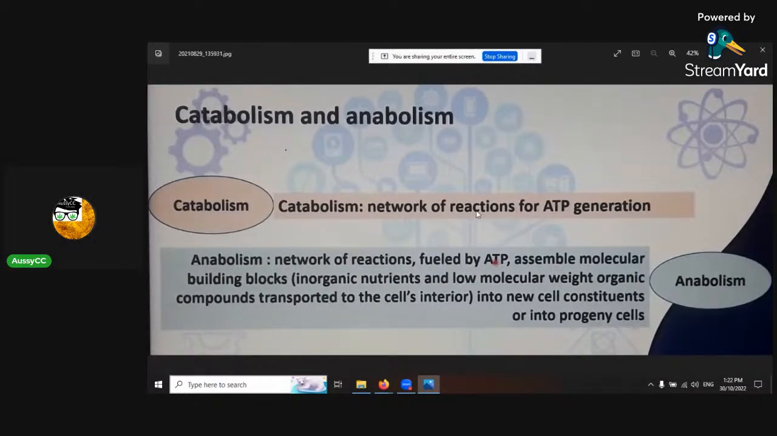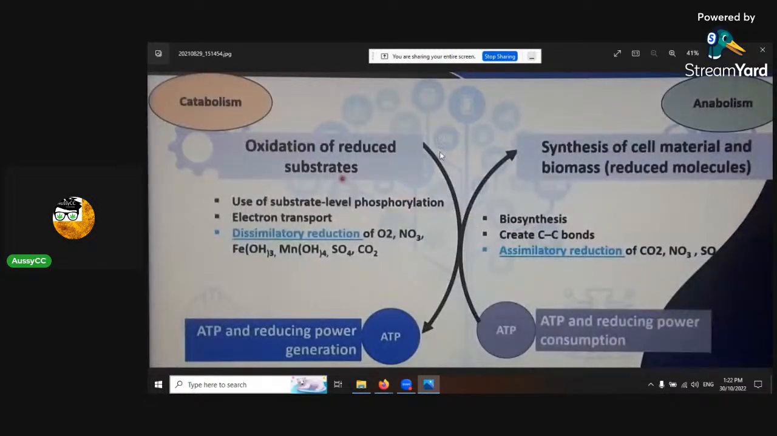Catabolism, network of reactions, ATP generation. I did have it asked about. So catabolism makes it, and anabolism uses it. Oxidizes, yep, makes it, yep, and then anabolism uses it. Okay, so cats first. Big cat equipment. I remember it like that.